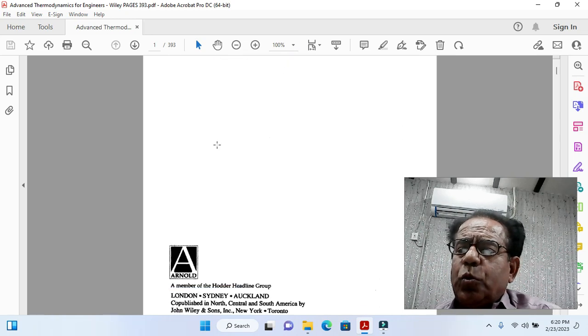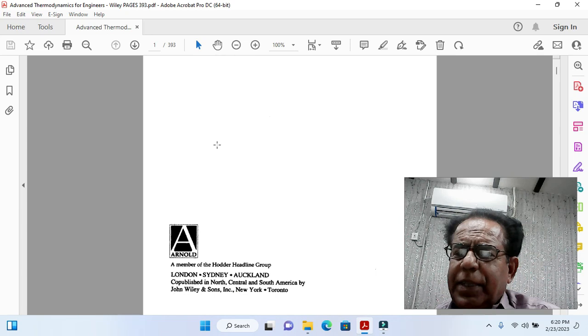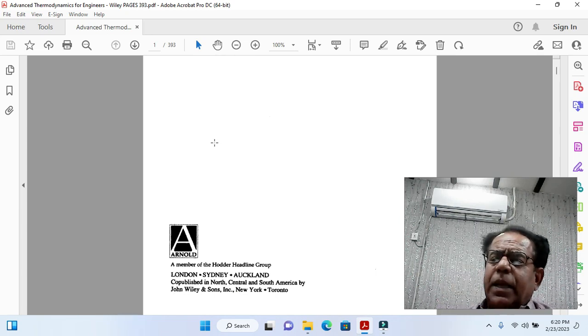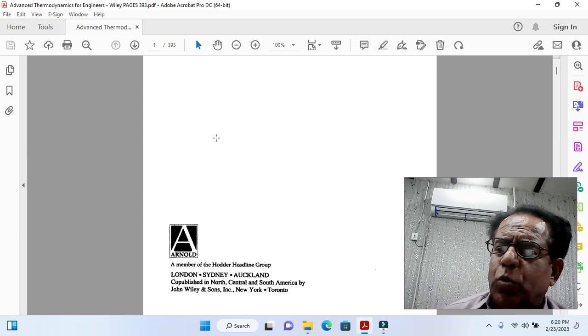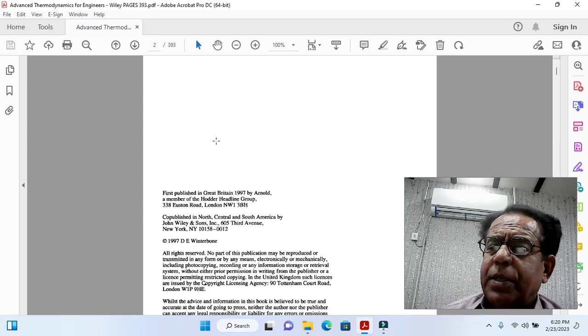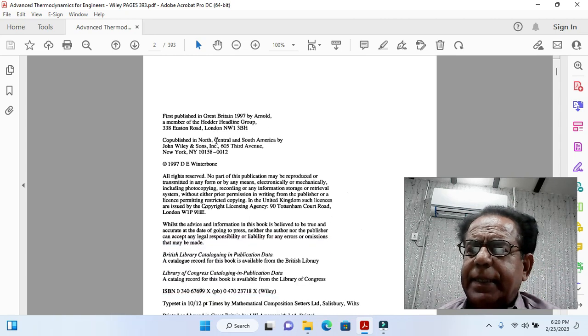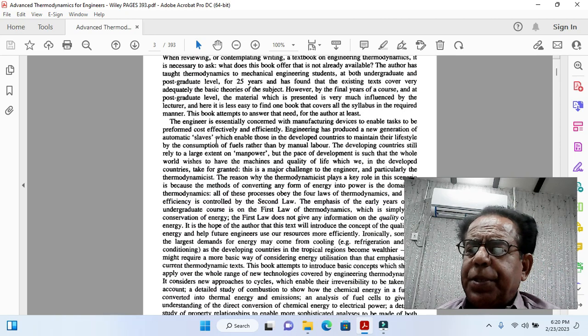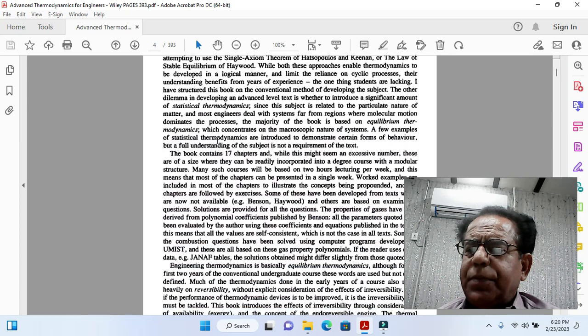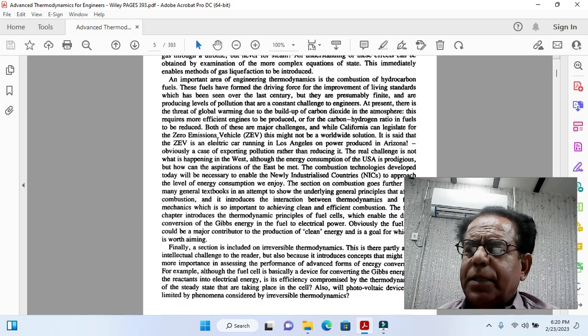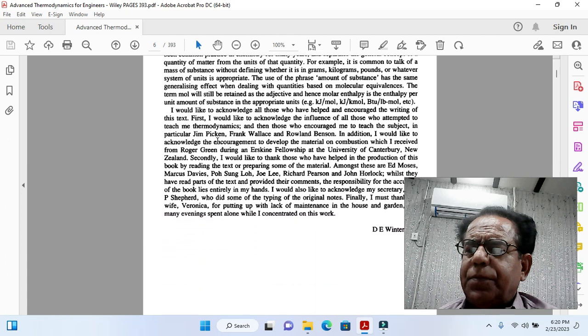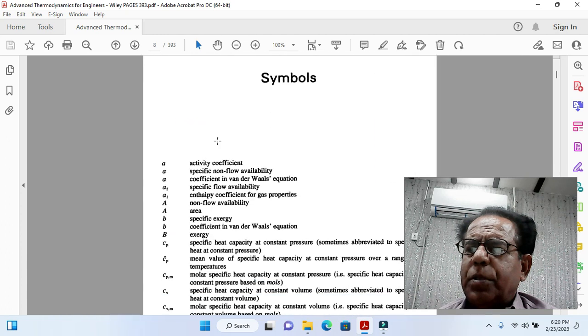Anyhow, a very unusual publisher, Arnold publisher. Copyright 1997. So this book was published in the year 1997. Preface, no year about writing the preface.